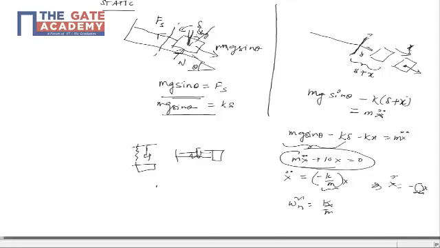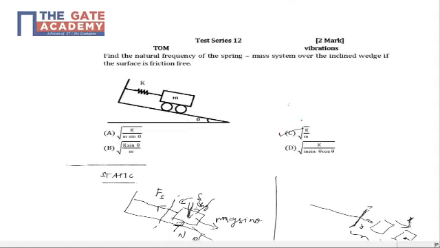So the incline really doesn't matter. Root k by m. So we have just derived from basics. We have considered the static, and then we have considered perturbation, and considered the dynamic equation. So incline doesn't matter, root k by m. Thank you.